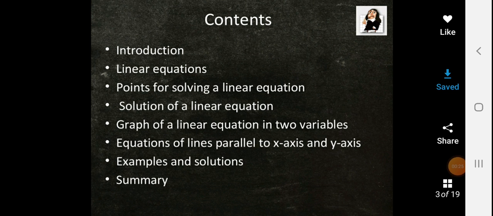So in this we will talk about the introduction, linear equations. Why are they called linear equations? Points for solving linear equation, solution of linear equation, graphs of linear equation, equations of lines parallel to x-axis and y-axis, which we have done in our previous introductory video as well. Examples, solution and the summary.